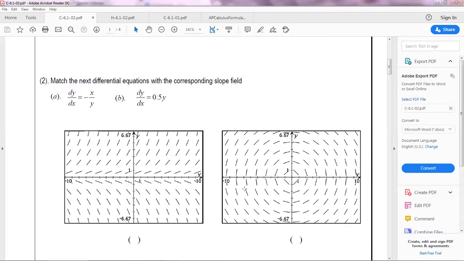You see the same ones? So you have to identify that this is for B and this is for A. Correct? So not a big deal.